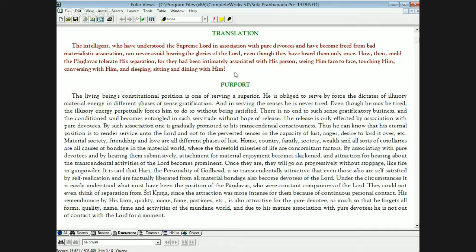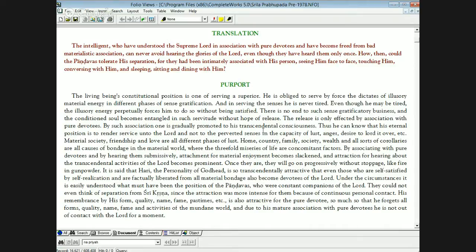It is said that Hari, the Personality of Godhead, is so transcendentally attractive that even those who are self-satisfied by self-realization and are factually liberated from material bondage also become devotees of the Lord. Under the circumstances, it is easily understood what must have been the position of the Pandavas, who were constant companions of the Lord. They could not even think of separation from Sri Krishna, since the attraction was more intense for them because of continuous personal contact. His remembrance by his form, quality, name, fame, pastime, etc. is also attractive for the pure devotees, so much so that he forgets all the form, quality, name, fame, and activities of the mundane world. And due to his mature association with pure devotees, he is not out of contact with the Lord for a moment.